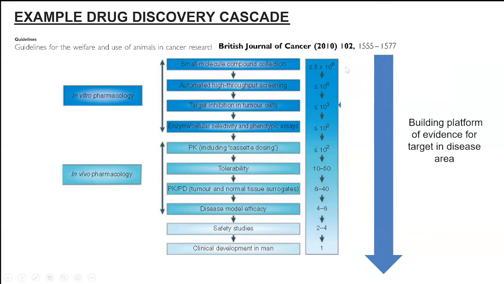numbers which are associated with the number of compounds that you put through the cascade. So obviously, as you go through each of the different assays, you're filtering the compounds and only selecting those that have the desired properties to take through to the in vivo studies. And as you increase the number of assays and increase your data sets, you're constantly building that platform of evidence for your target in that particular disease setting.